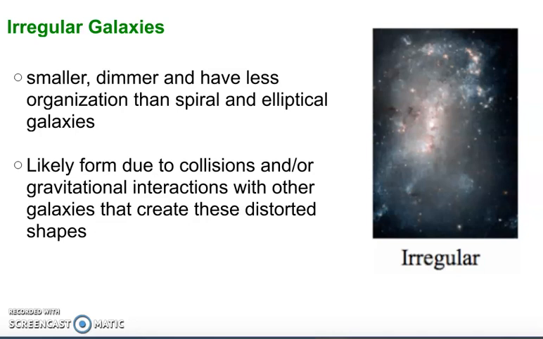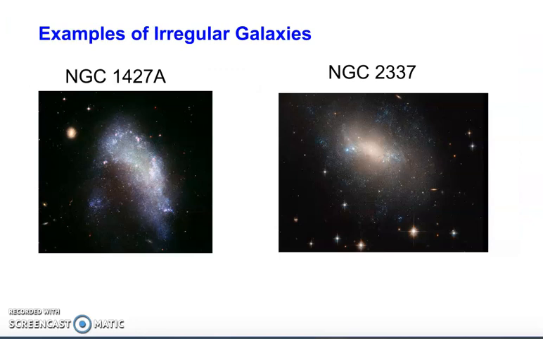So again, it can form due to collisions and or interactions with other galaxies due to that force of gravity attracting and pulling on it, changing its shape. And here are two examples. As you can see, as long as it has some stars and it forms that irregular shape, that's not a spiral, it's not elliptical, then it falls into the irregular galaxy category.